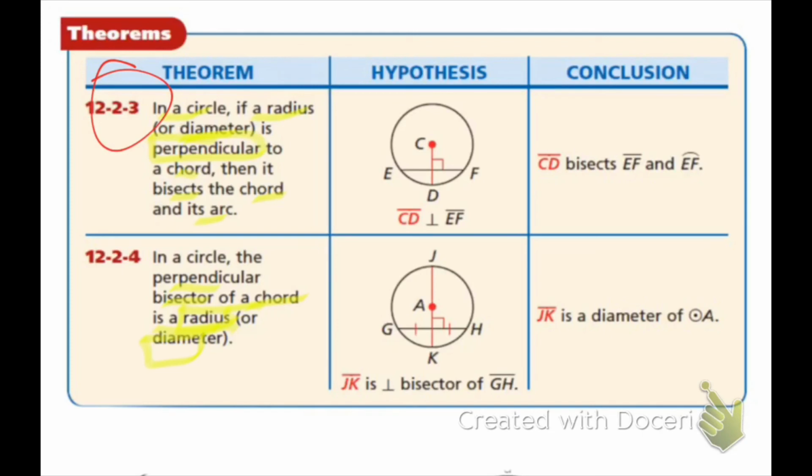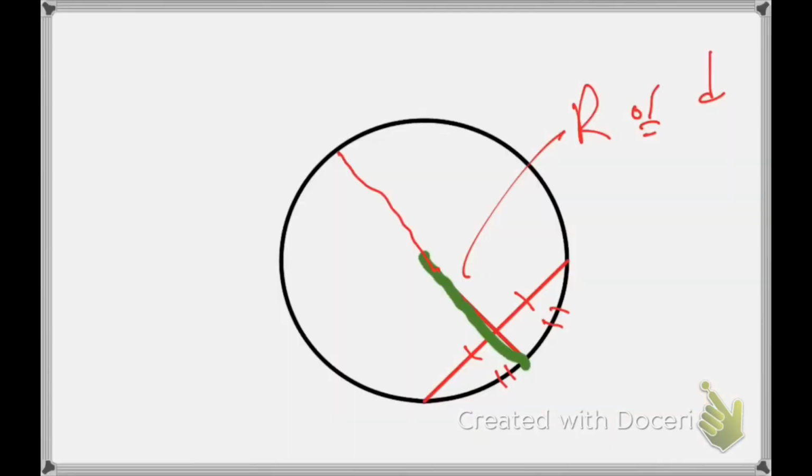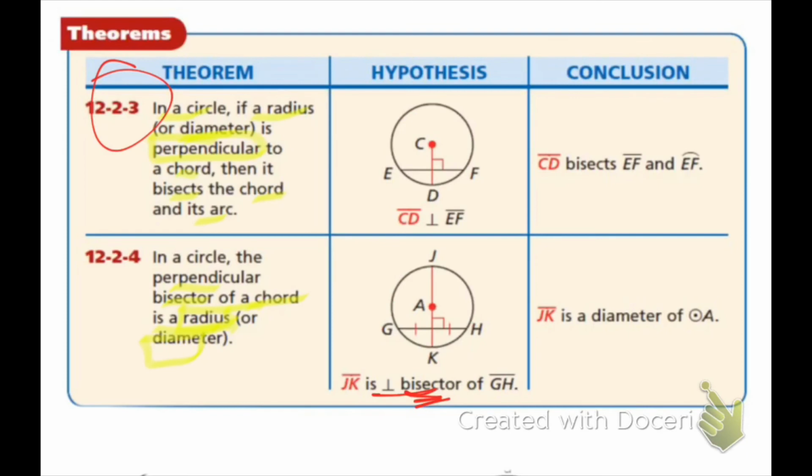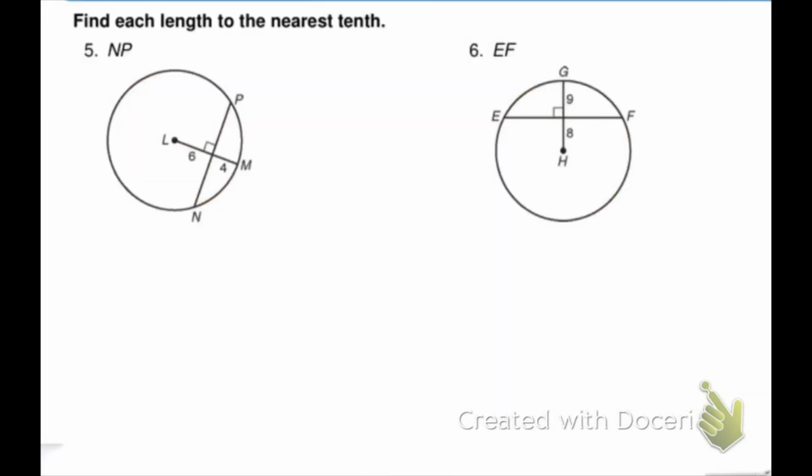So that's the converse. We start with a perpendicular bisector, and yes, it does have to be perpendicular, so you can't have something like this, right? It has to be perpendicular. Then if you have that perpendicular bisector of the chord, then it is the radius or diameter of the circle. Alright, so how do we use this to solve different questions?